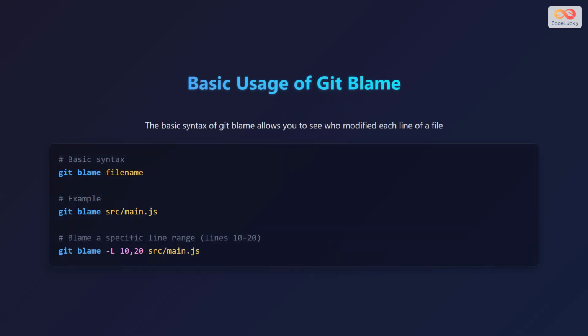Let's look at the basic usage of Git Blame. The basic syntax of the command allows you to see who modified each line of a file. The command is git blame followed by the file name. For example, git blame src/main.js. You can also blame a specific line range. For example, to blame lines 10 through 20, the command is git blame -L10,20 src/main.js.